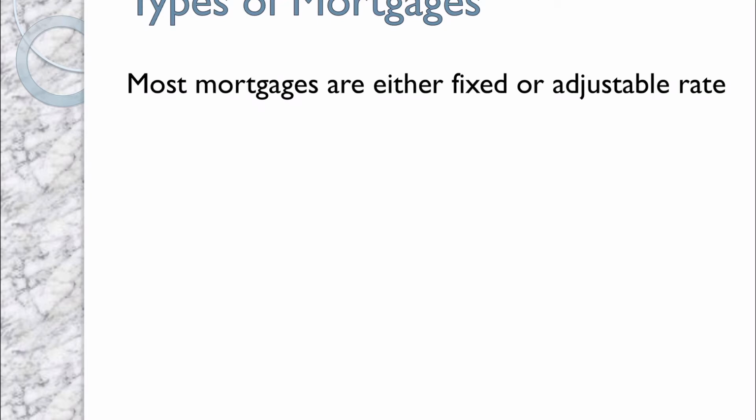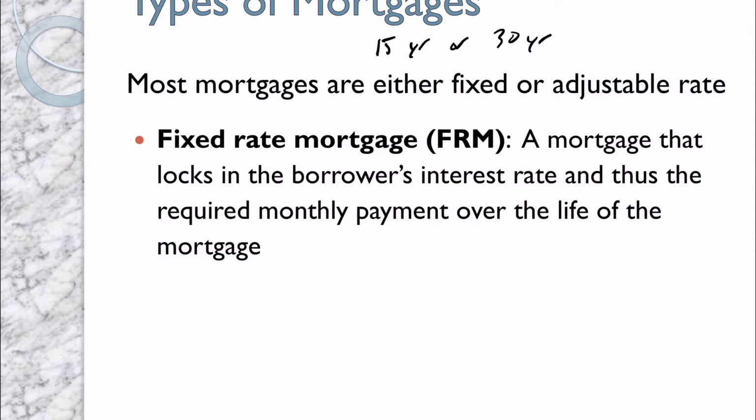So, what are some different types of mortgages? Well, typically a mortgage maturity has a 15 to 30 year period, and most of these mortgages are either fixed or adjustable rate. So these are typically either 15-year or 30-year mortgages. Let's first talk about a fixed rate mortgage, sometimes abbreviated FRM. It is a mortgage that locks in the borrower's interest rate and thus the required monthly payment over the life of the mortgage. So you have a fixed interest rate, a fixed payment. That is what a fixed rate mortgage is.